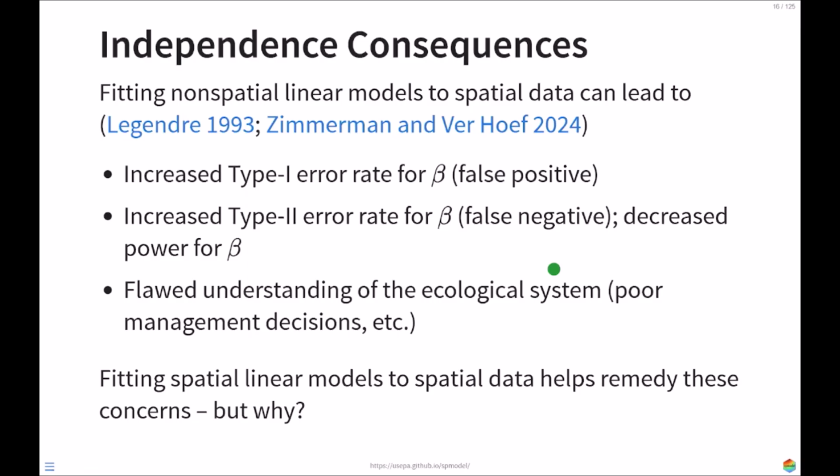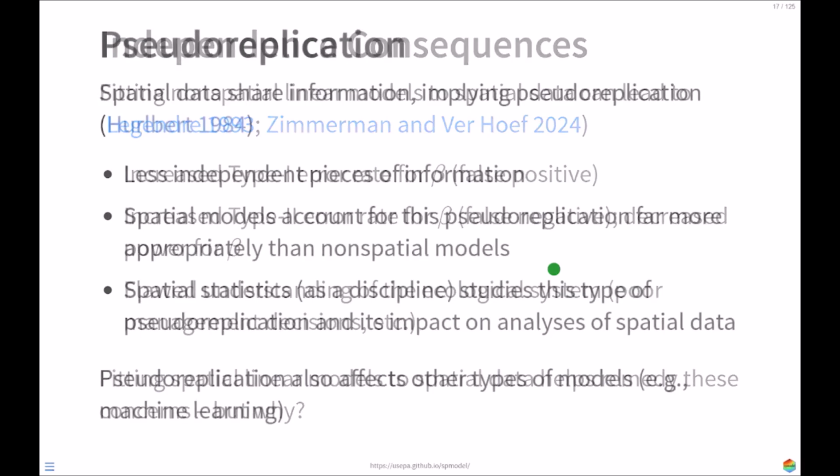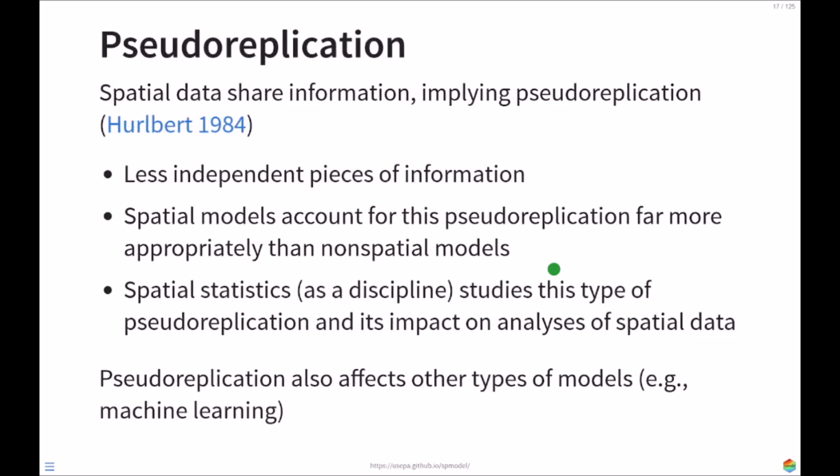So we want to learn a little bit more about how fitting spatial linear models to spatial data can help remedy these concerns. And so the next thing we're going to talk about is why some of this actually happens from an intuition perspective. The reason for this is that spatial data share information. If I have information about one observation, I probably know something about a nearby location. And this implies a form of pseudo-replication.